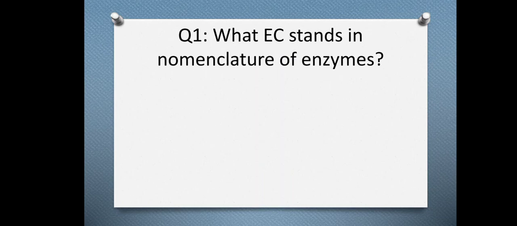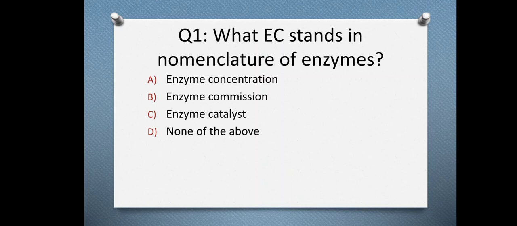Question 1. What does EC stand for in nomenclature of enzymes? Options are A. Enzyme concentration. Option B. Enzyme commission. Option C. Enzyme catalyst. And option D. None of the above. So the correct answer is option B. Enzyme commission.